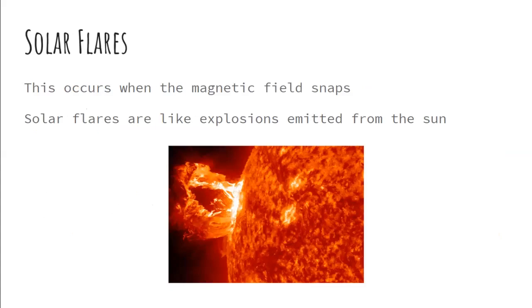Solar flares are the last thing. This occurs when the magnetic field of the sun snaps or breaks, and this causes the explosions that are emitted from the sun. There's a picture right here, and this happens often, and like I said before, it's caused in the convection zone.